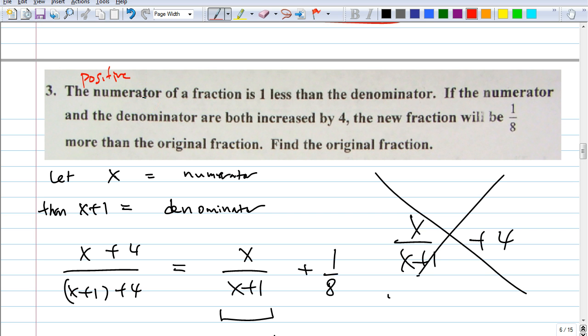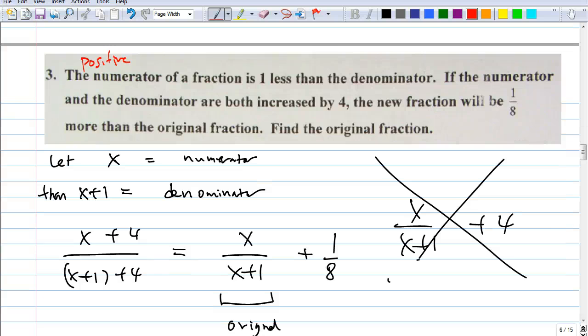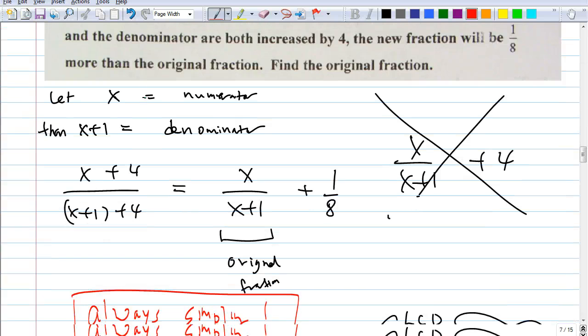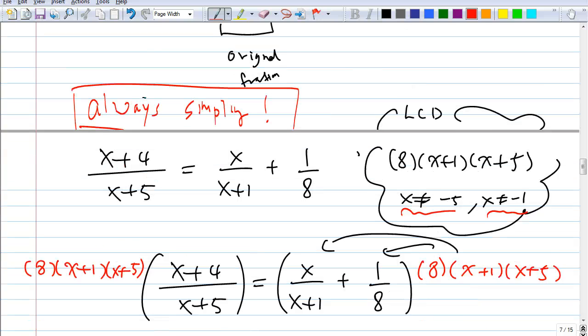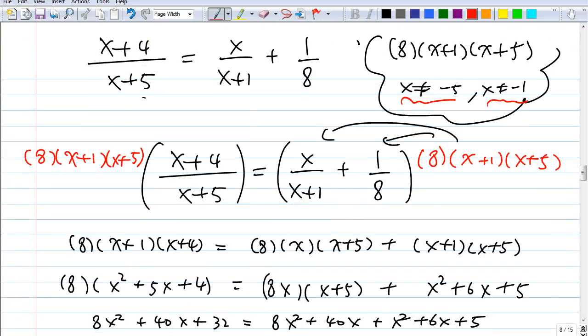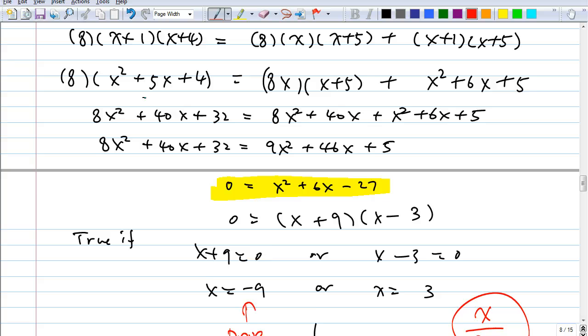One less than the denominator. No, look at the very first part. What kind of numerator is this? Positive. So can x, we said x was the numerator, can x come out to be negative 9? No, so we got to drop that one. Does that make sense? We said that we want a positive numerator. So x has to be 3.